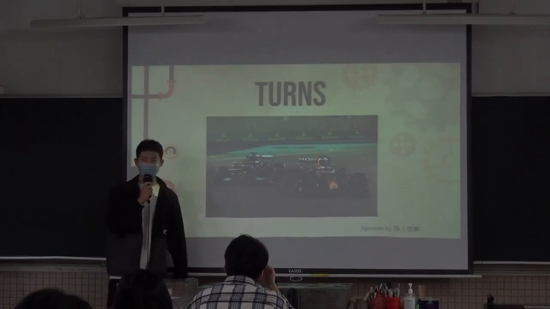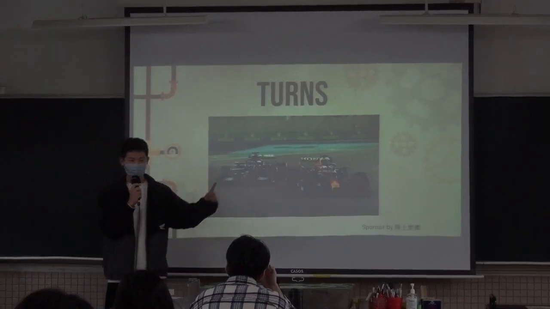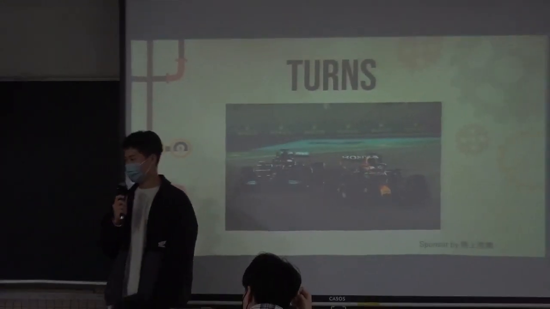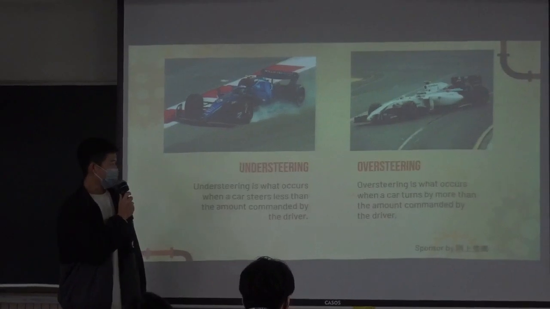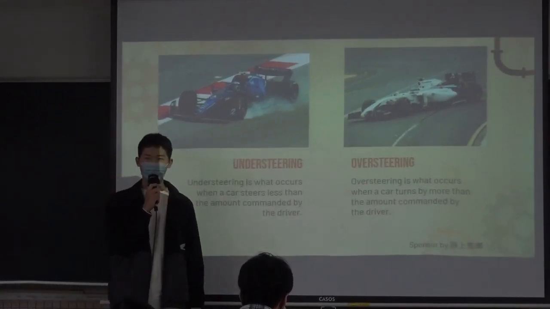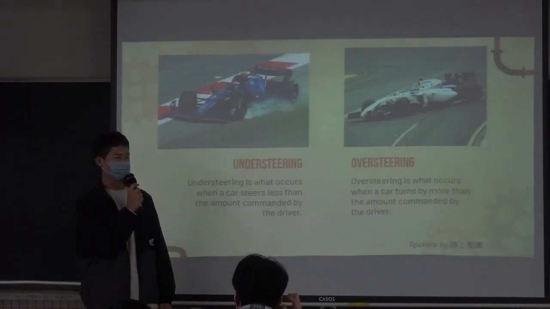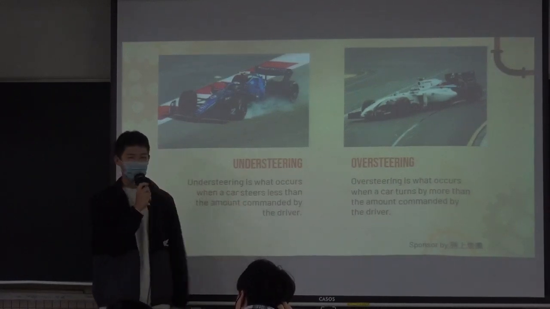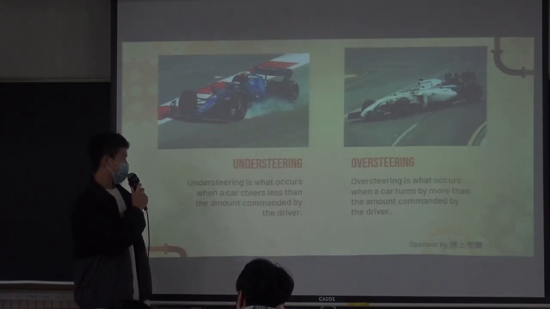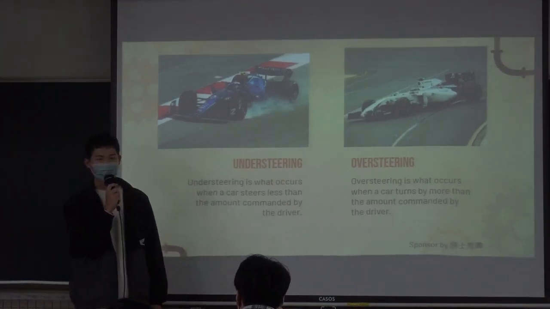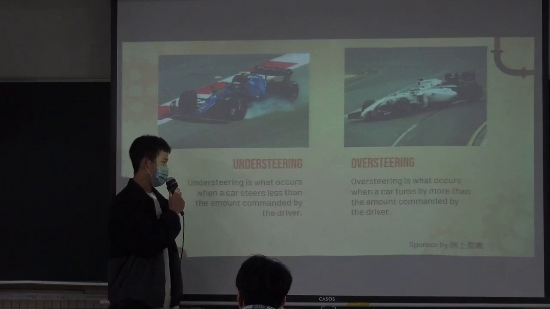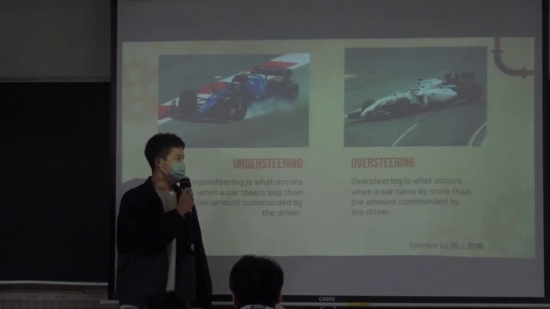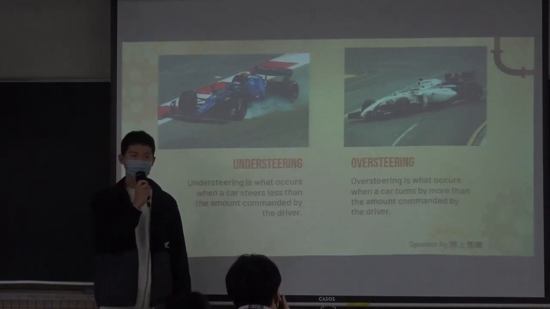About turns, there are two things that you need to know. First, understeering. Second, oversteering. Understeering and oversteering are vehicle dynamics terms used to describe the sensitivity of a car to steer. Understeering is what occurs when the car steers less than the amount commanded by the driver. Conversely, oversteering is what occurs when the car turns by more than the amount commanded by the driver.